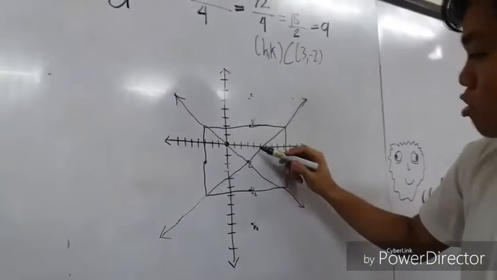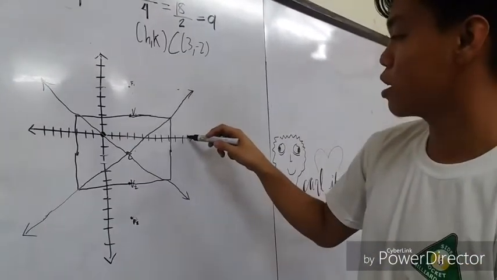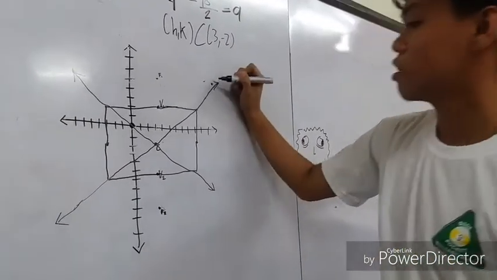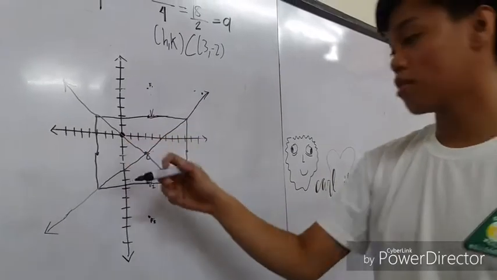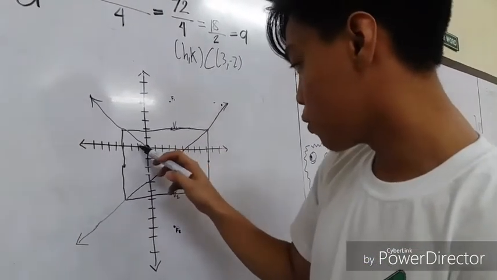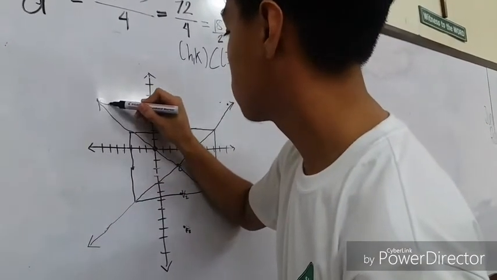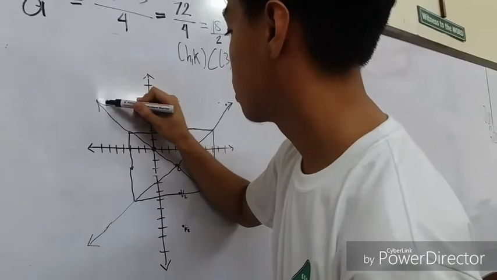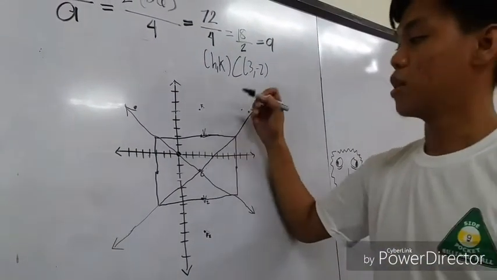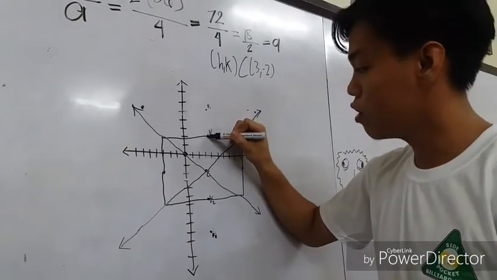So we'll count 9. So 1, 2, 3, 4, 5, 6, 7, 8, 9. Yeah, same on the left, 9 units. So 1, 2, 3, 4, 5, 6, 7, 8, 9. So, ready? Now, we can form the branches of the hyperbola. Start at the vertices, then form the curve.